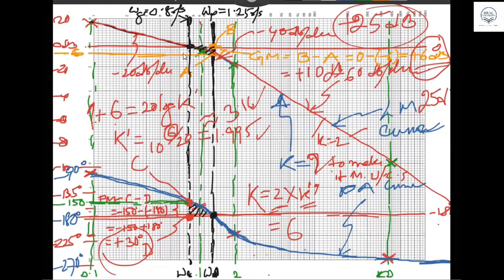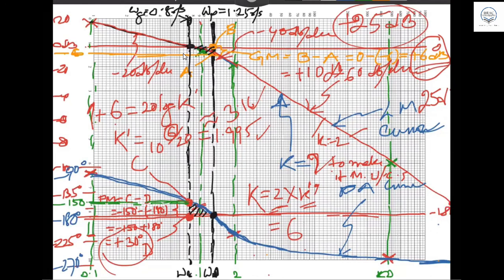I will use the equation 25 equals 20 log K. No, absolutely wrong. It should be minus 25 plus 6, then 20 log. Why minus 25 plus 6? Okay, minus 25 plus 6 equals what? Yes, you are right. What is the value? Sir, minus 19. So 10 to the power minus 19 divided by 20. Absolutely, this is the answer.